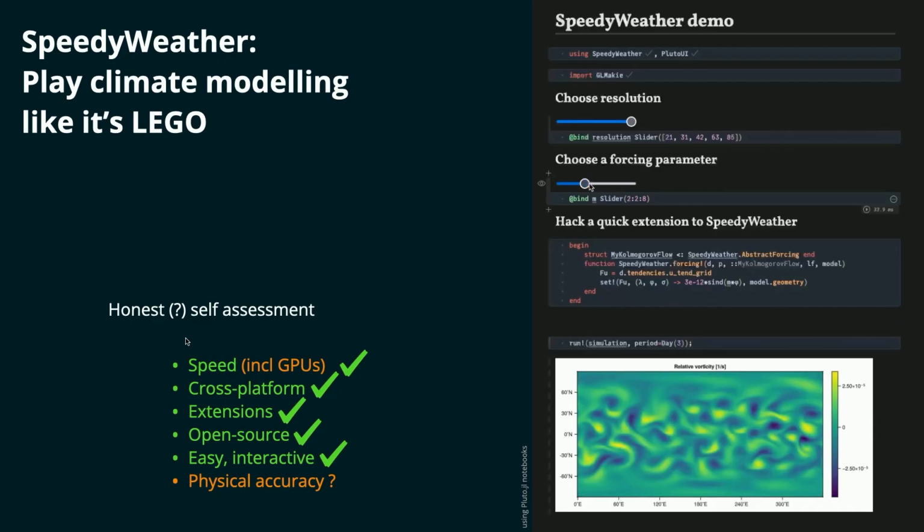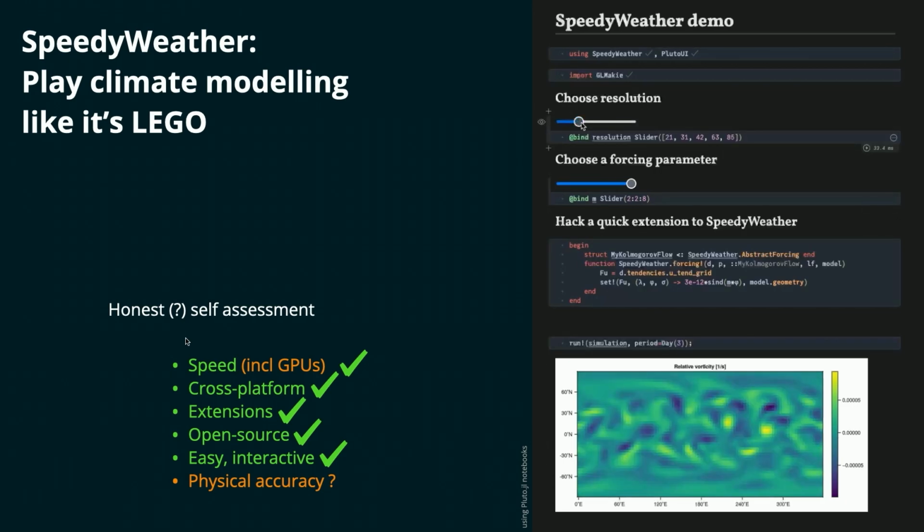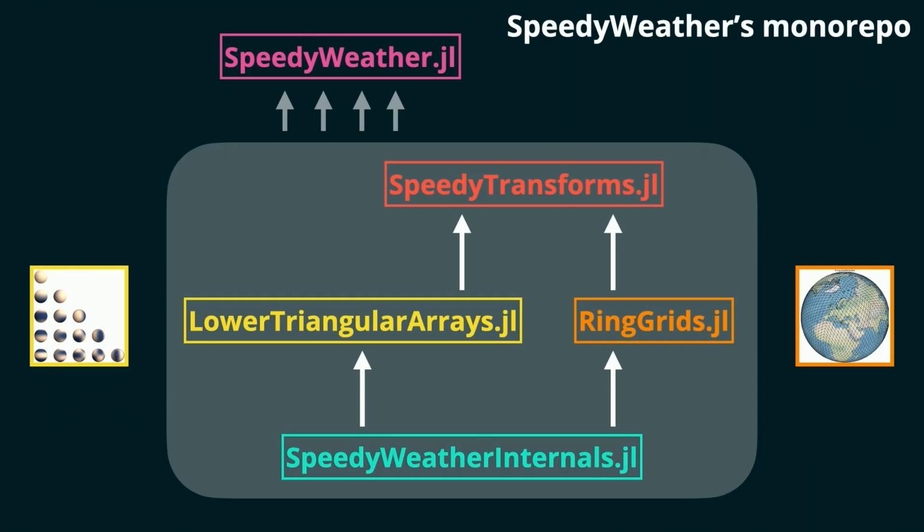And some of the things on how we want to tackle physical accuracy, especially through the integration of machine learning into this model. Speedy Weather is actually a monorepo, where we took a good amount of inspiration from other monorepos that are also developed here in the room, for example Makie. So we have Speedy Weather internals. I guess many packages have a core package or base package, and then we have several packages on top of it. They all sit in the same repository.